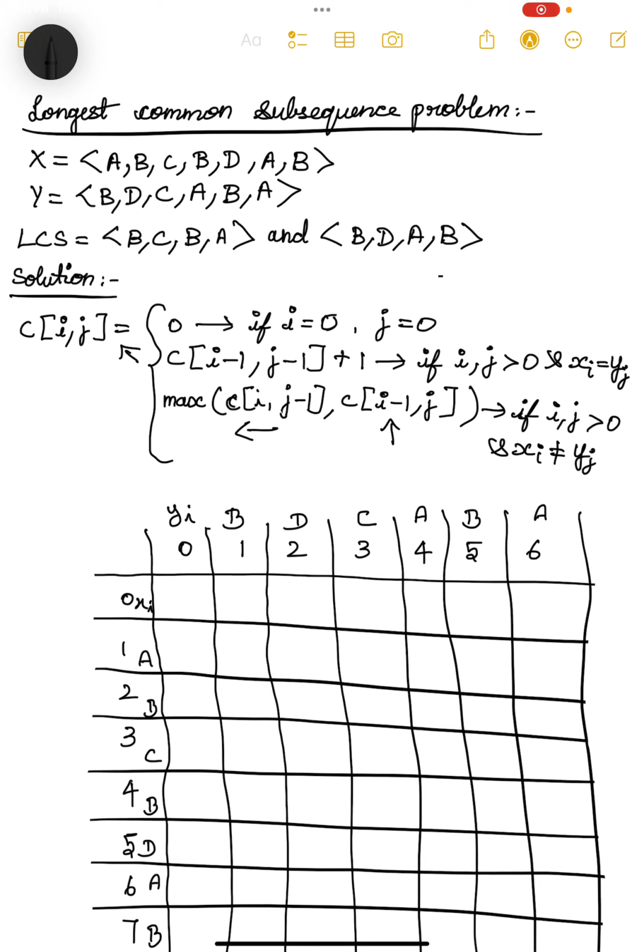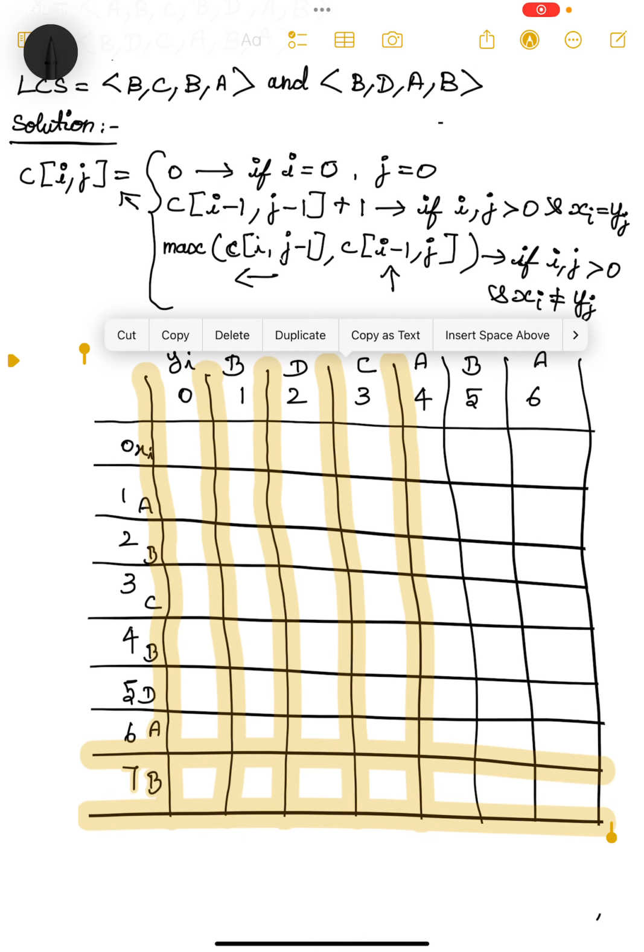Now we are going to solve this problem using the given recurrence equation. C of i comma j is the length of a longest common subsequence of the sequences Xi and Yj. Here C of i comma j is equal to 0 if i is equal to 0 or j is equal to 0. Otherwise, if i and j are greater than 0 and Xi is equal to Yj, then C of i comma j is equal to C of i minus 1 comma j minus 1 plus 1.